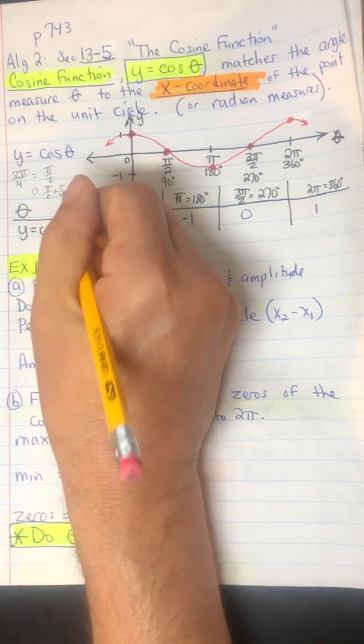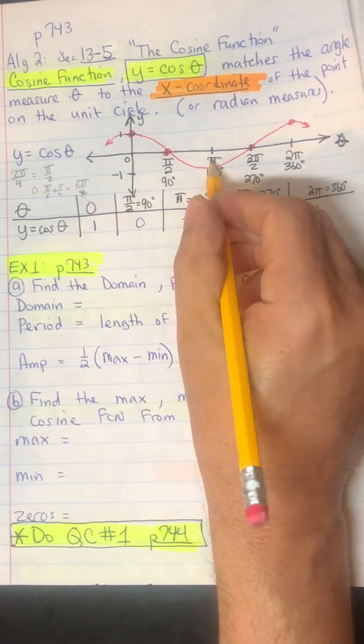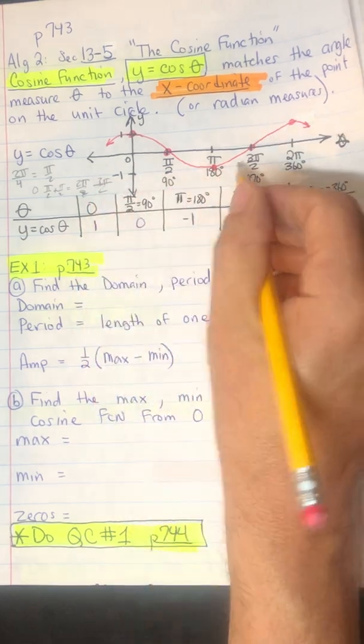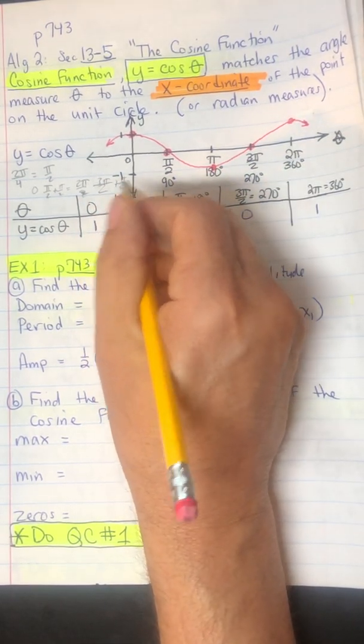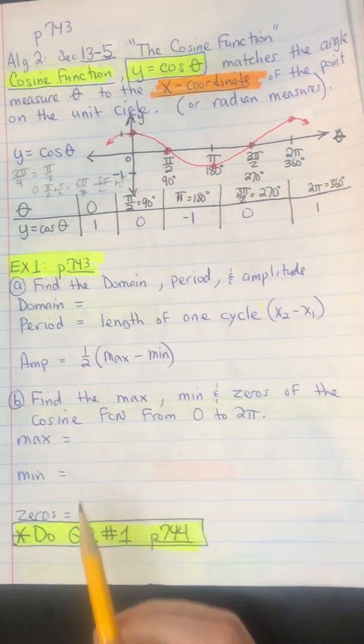Plus pi over 2 again, you get 2 pi over 2, which is pi. Add pi over 2 again, you get 3 pi over 2, which you can't reduce, so keep it 3 pi over 2. Add pi over 2 again, you get 4 pi over 2. Isn't 4 pi over 2 2 pi? That's where we got these 4 sections from of the graph.